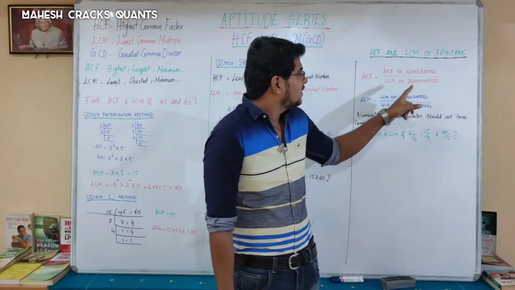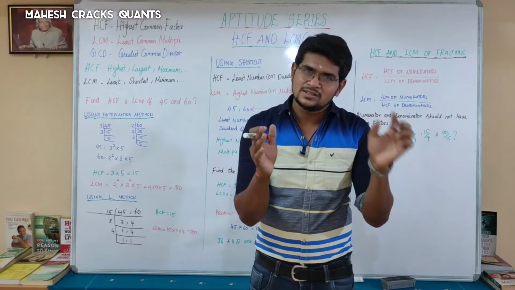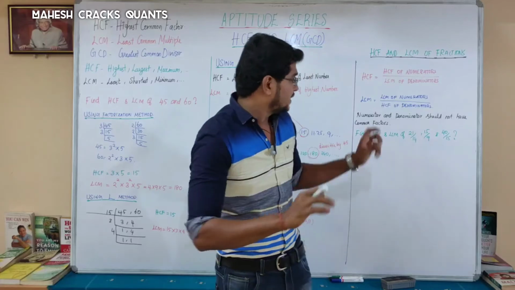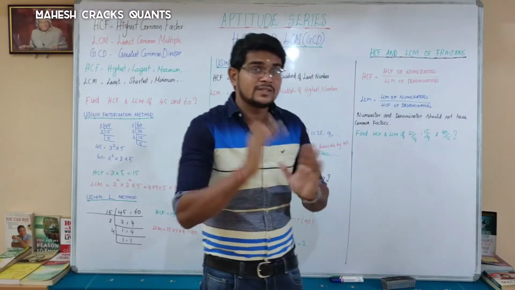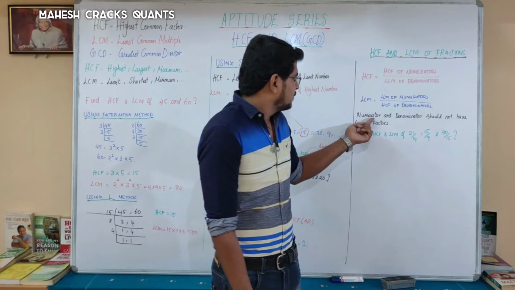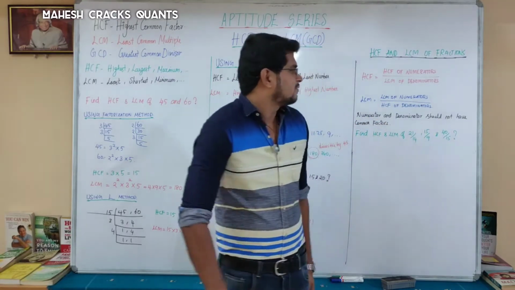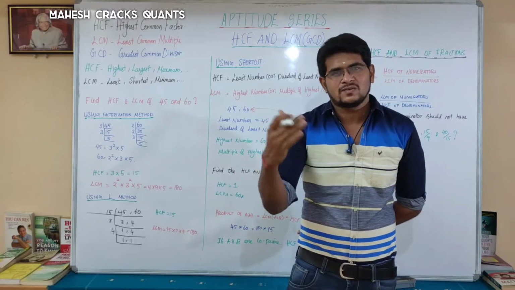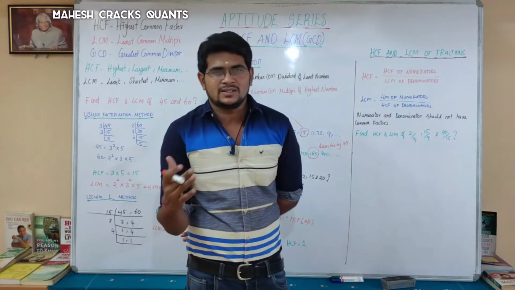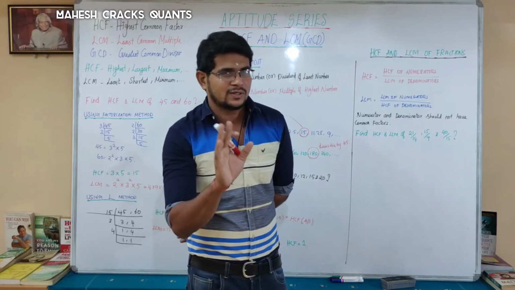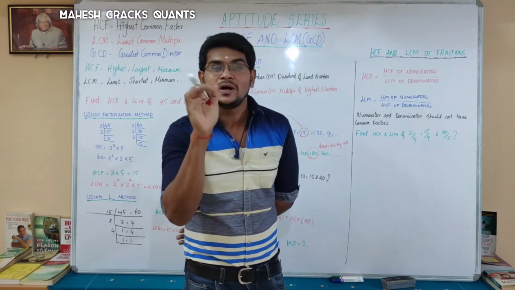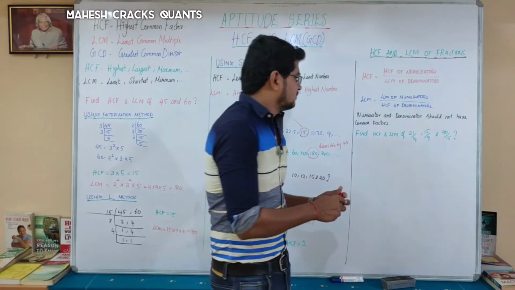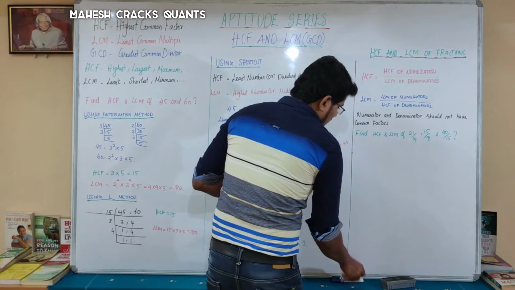Anyway, you have to find the HCF and LCM of all the numerators, and the HCF and LCM of all the denominators. So everything you have to find. At the same time, the numerator and denominator should not have common factors. So before solving fraction HCF and LCM, you have to check whether there is any common factor between the numerator and denominator. If there is, you have to remove it before solving. So the first step is to check common factors.